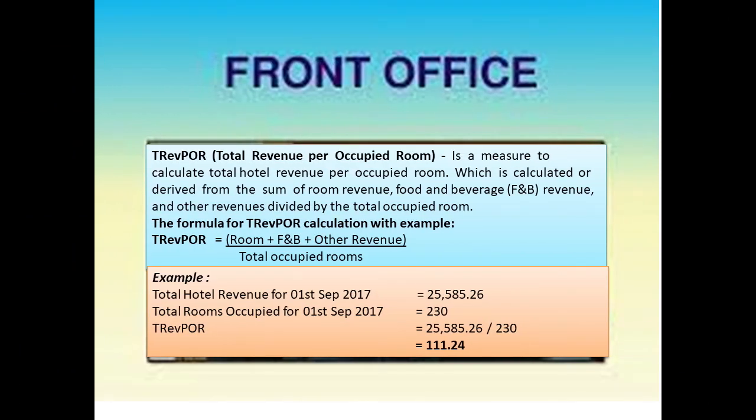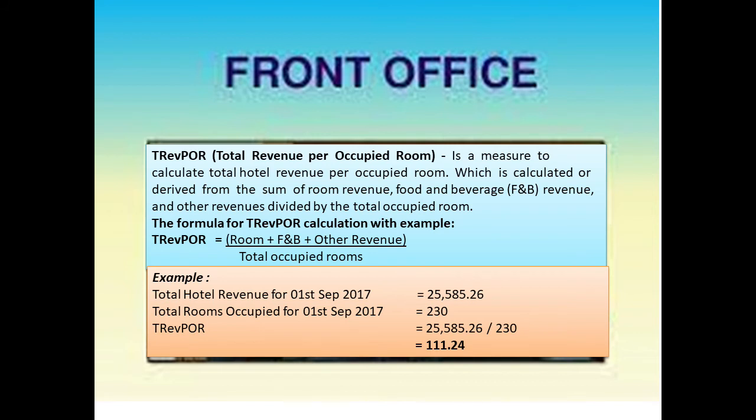RevPAR, total revenue per occupied room, is a measure to calculate total hotel revenue per occupied room, which is derived from the sum of the room revenue, food and beverage revenue, and other revenues divided by the total occupied rooms. The formula for the calculation with example: it is equal to room plus food and beverage plus other revenue over the total occupied rooms.